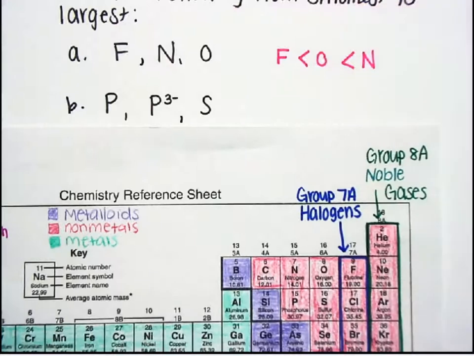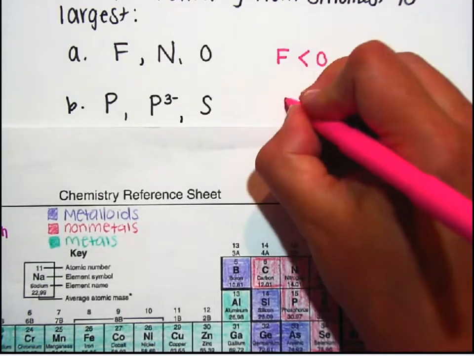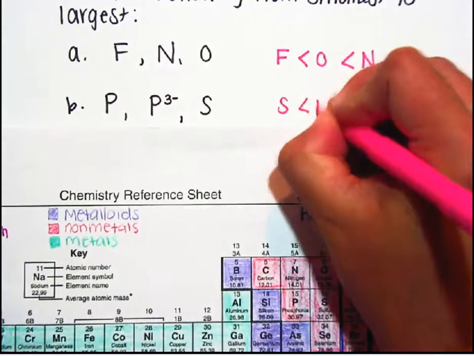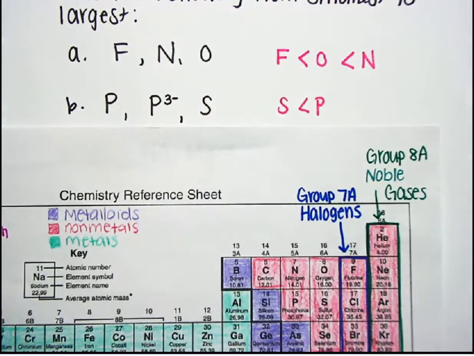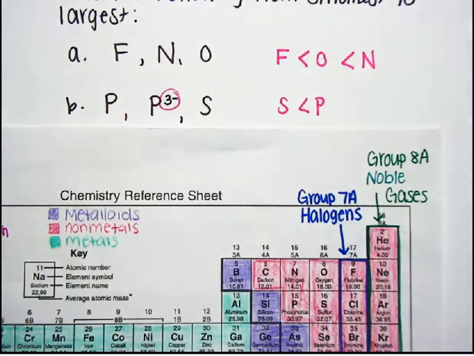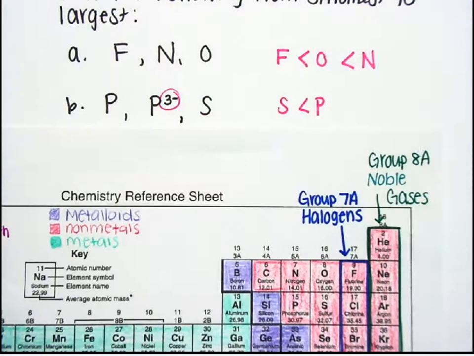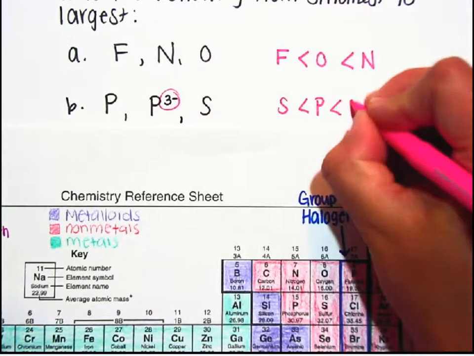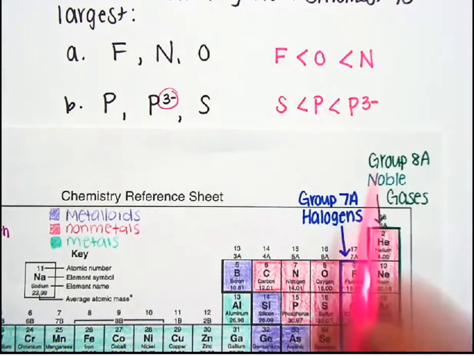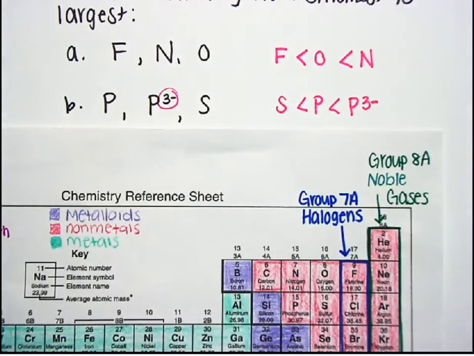B. B gets a little trickier because now we have an ion to take into account. So first, let's compare phosphorus and sulfur. Larger on the left. Phosphorus is larger than sulfur. Sulfur is smaller than phosphorus. Now we need to compare the phosphorus atom to the phosphorus ion. The ion is negatively charged. Negative ions are larger than their respective neutral atom. So the phosphorus ion would be larger than its phosphorus atom.